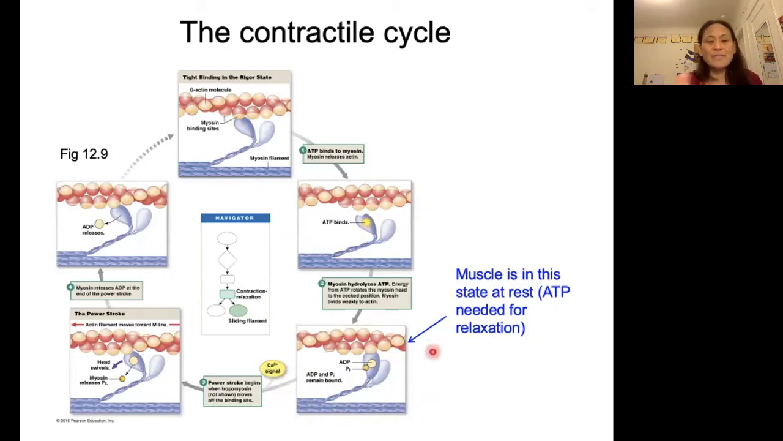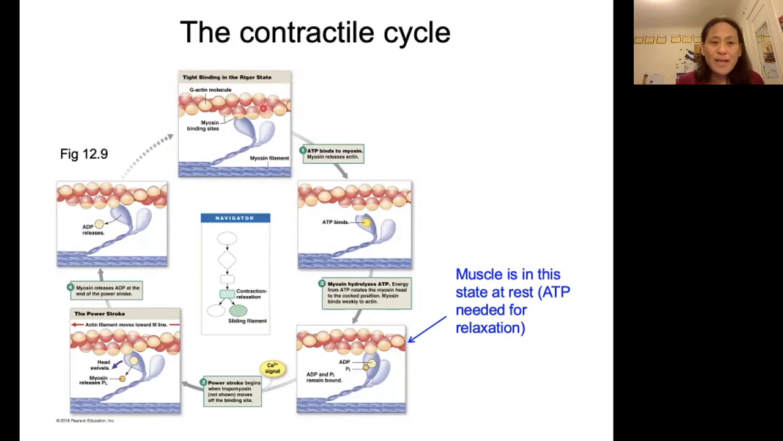Usually ATP is very readily available in muscle, so we're able to relax our muscle whenever we need to, okay? But sometimes we run out of ATP, right? So if you are sprinting or something, you might run out of ATP in your muscle, and that is going to cause you to be stuck in this state, the rigor state. And that's basically why you cramp up, when you're running out of ATP.